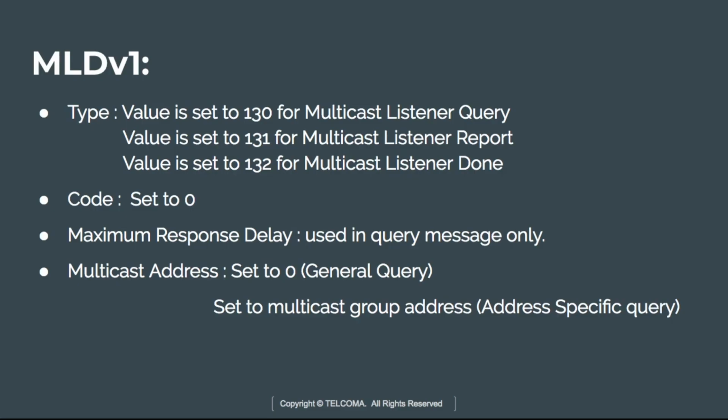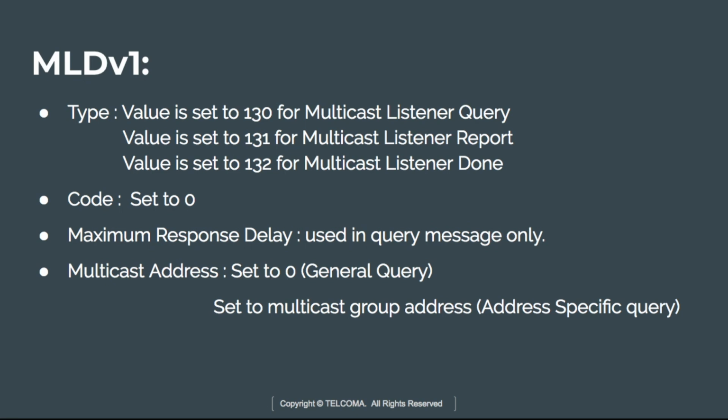The first field is the type field. The type field can contain a value of 130, which indicates a multicast listener query, a value of 131, which indicates a multicast listener report, and a value of 132, which indicates a multicast listener done message.